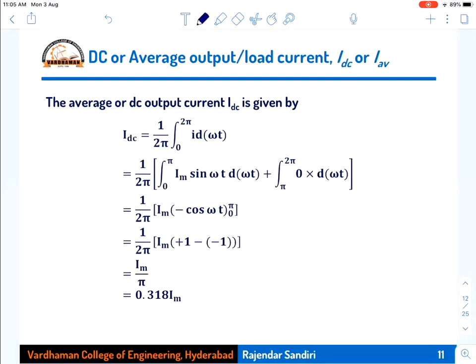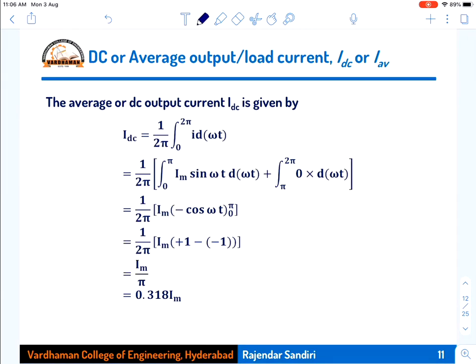Now we'll go with the derivation of DC or average voltage, average load current. So DC or average, both are same. DC is nothing but average. So DC or average output current or load current, both are same, because I am taking the output across the load resistance. Load resistance here is RL. So output current or load current are same. Mean also we can call; mean, average, DC all will be same, and they are represented as IDC or I average, IAV.